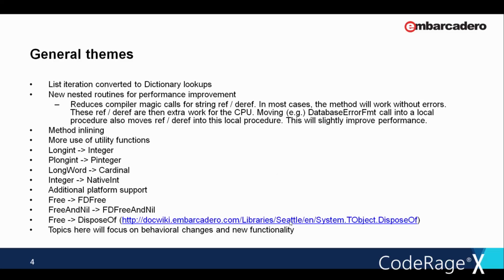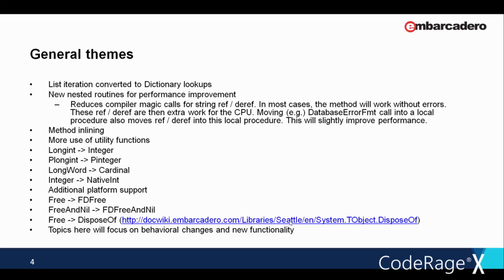Other general themes that I saw in the source code as I went through it were list iteration was converted to dictionary lookups. The longer the list, the more significant the performance improvement's going to be. The more often you call a list, the more significant the dictionary lookup is going to be in terms of improving performance.